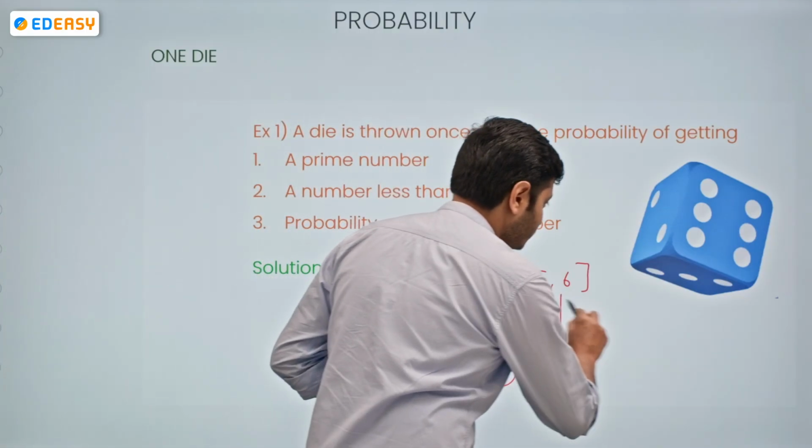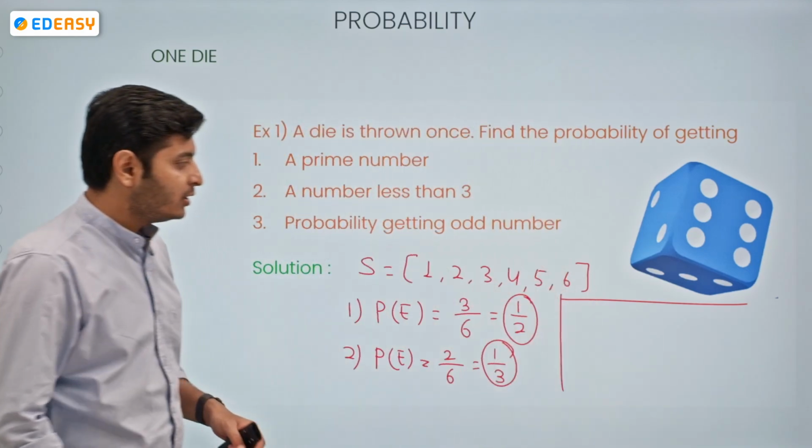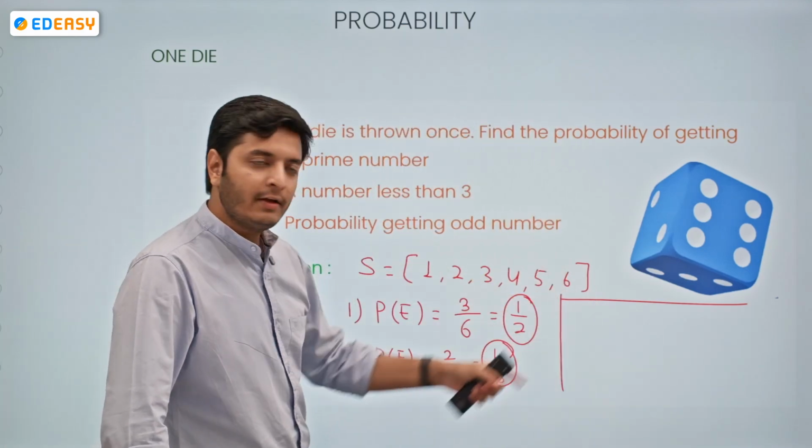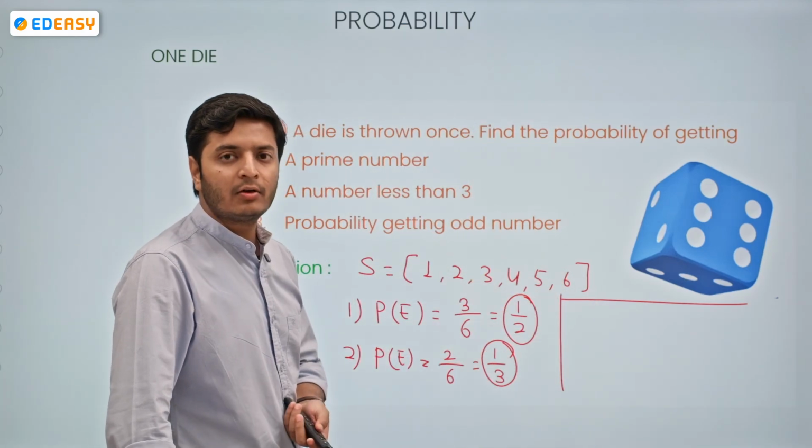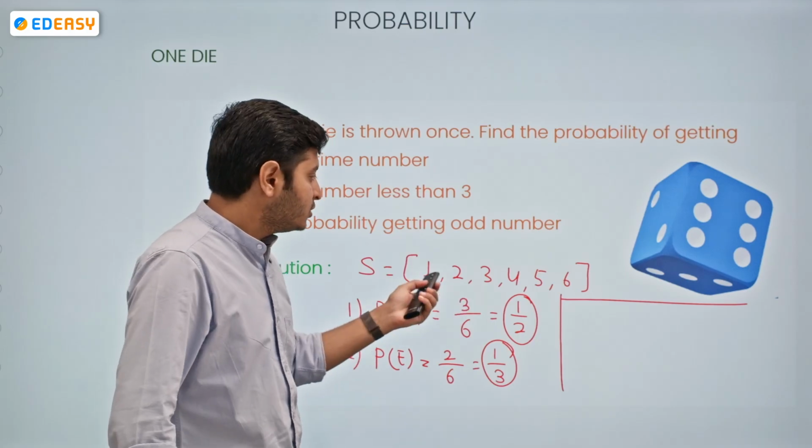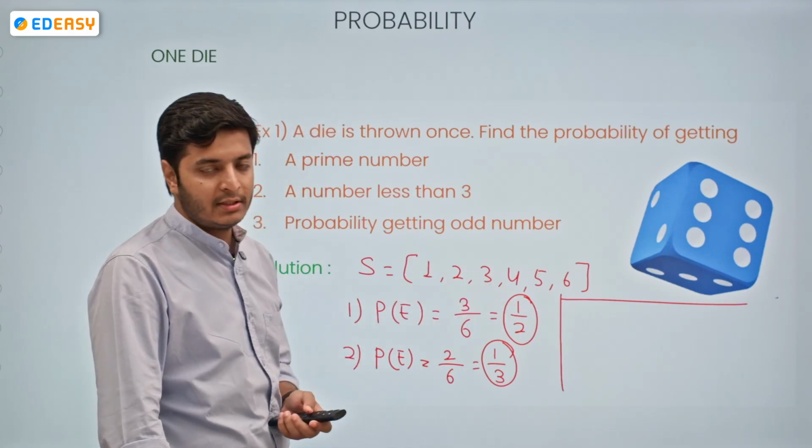What is the probability of us getting an odd number? How many odd numbers are there? 1, 3 and 5. Correct? The numbers which are not divisible by 2 are odd numbers. So 1, 3 and 5. There are 3 such numbers.